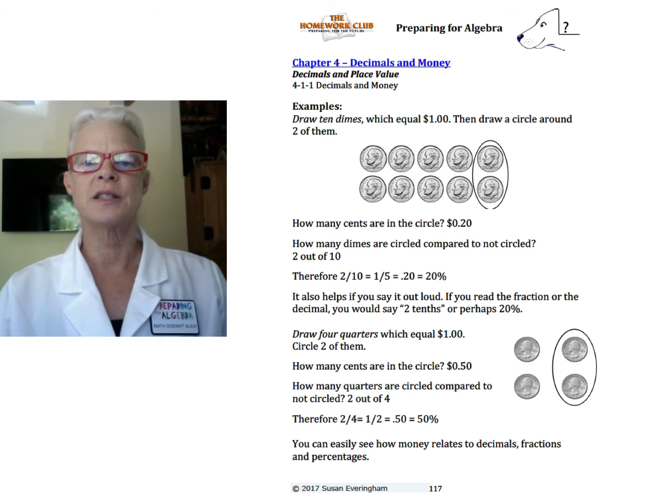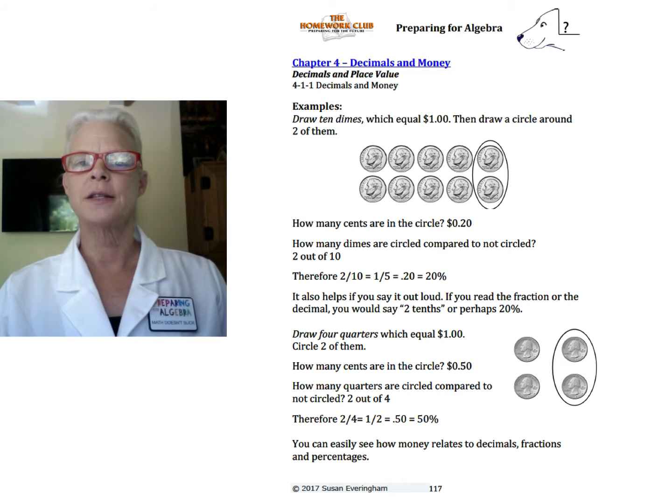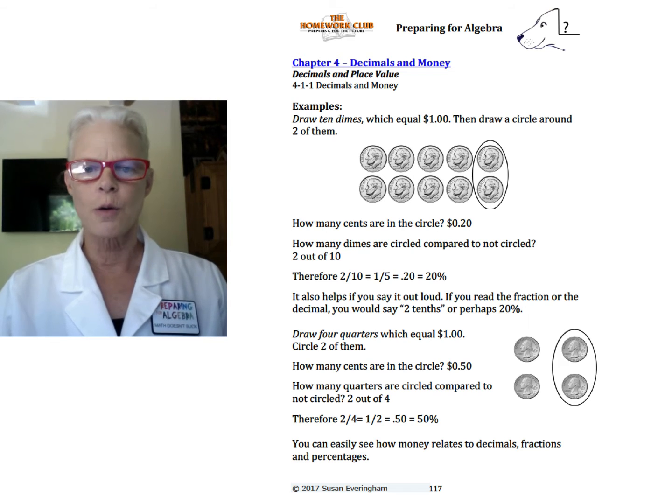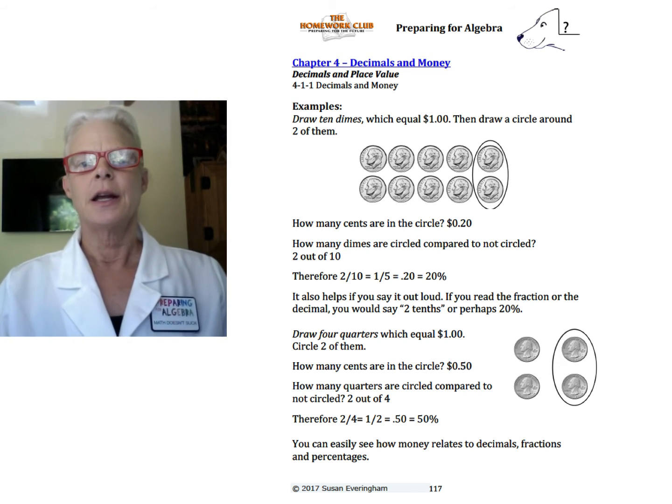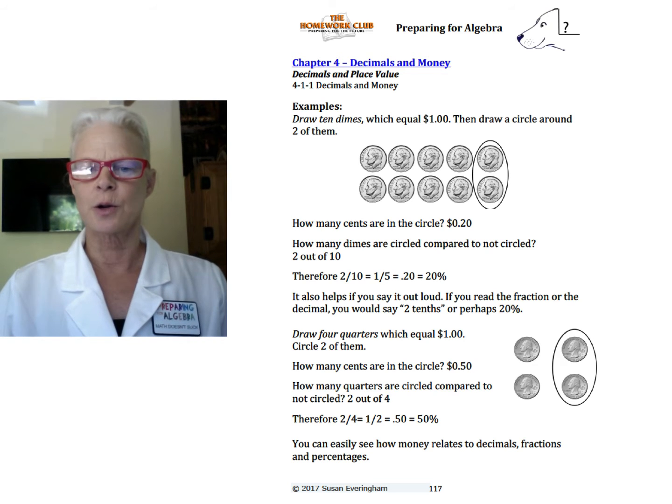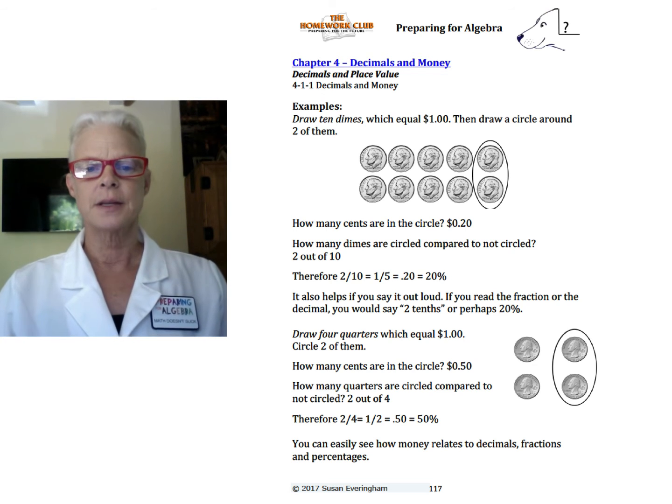So decimals and place value. I want you to draw 10 dimes which equal $1. Then draw a circle around 2 of them. And the question, and I'm sure you already know this, but it's 20 cents. But there's a lot of learning here in the sense of how many dimes are circled compared to not circled. So you got some probabilities or ratios. There are 2 out of 10 or 1/5, 0.2 or 20%, all the same meaning, all the same equivalencies.